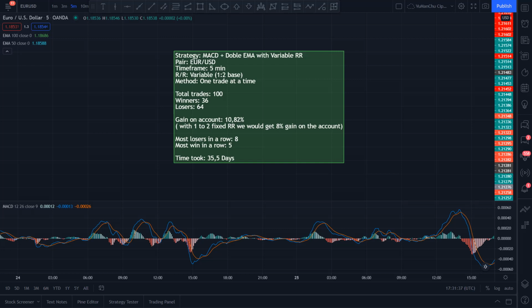That confirms that using a trailing stop loss in this case has worked out. Most losers in a row was 8 and most winners in a row was 5. Time to complete the 100 trades was 35.5 days. This strategy is not bad, but it has to go through a lot of optimization to be reliable.